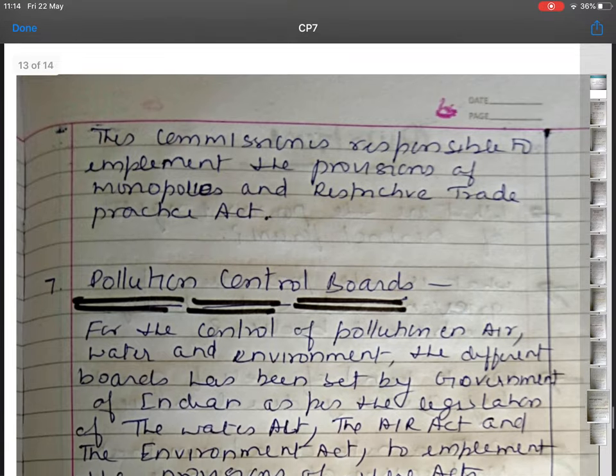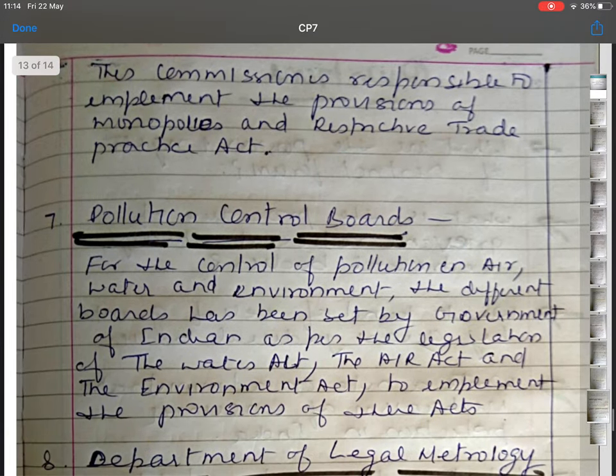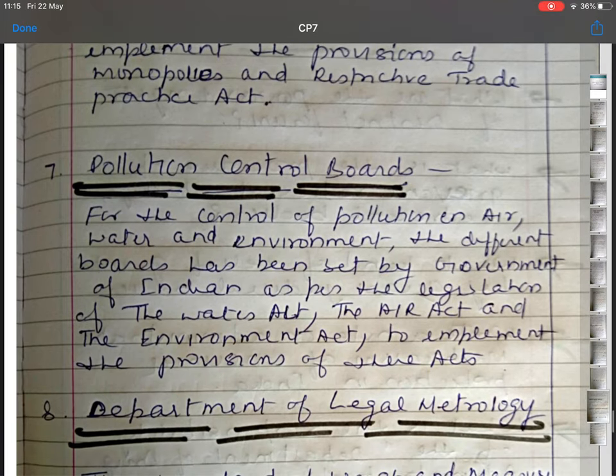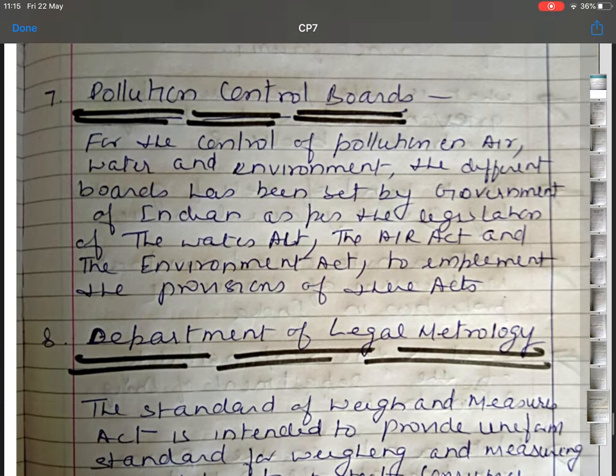Now the next one is Pollution Control Boards. For the control of pollution in air, water and environment, different boards have been set up by the Government of India as per the legislation of the Water Act, the Air Act and the Environment Act to implement the provisions of these acts. So this is the responsibility of the Pollution Control Board to implement all the provisions of these acts in the interest of the public of India.